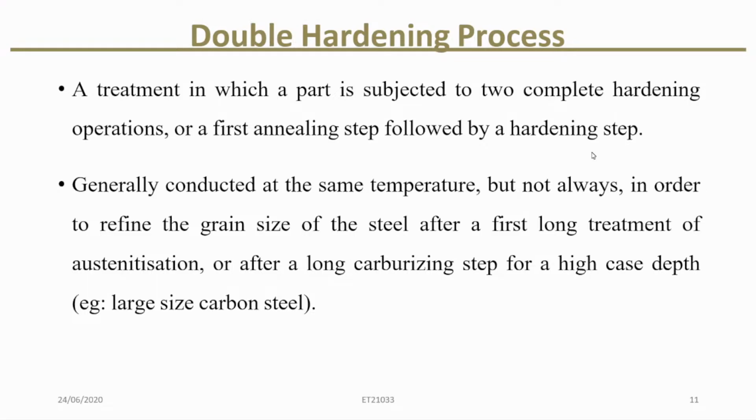So the difference in hardening is a single heat treatment to make steel hard and strong, while double hardening is a more intensive process, especially for case hardened parts, involving two heating and quenching cycles to refine the core grain size and microstructure, resulting in a tough core with an extremely hard surface. So that is the difference between hardening and double hardening.